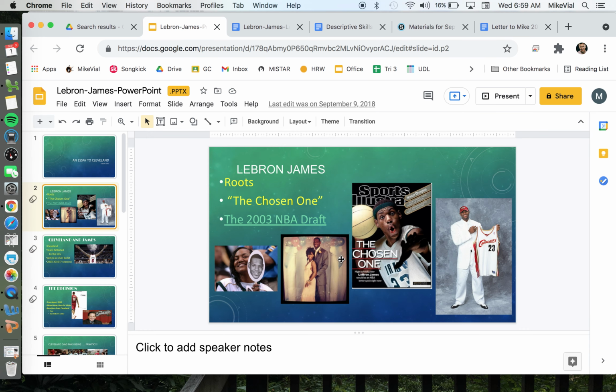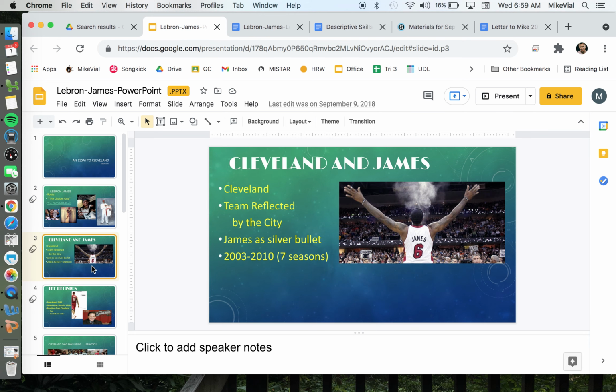It's hard to believe how successful he was, yet how overwhelming that must have felt to be 18, 19, and then immediately in the NBA. So he grew up in Cleveland, and I want you to recognize that Cleveland was going through the recession like Michigan was during these years. And Cleveland really looked up to him as a sign of hope beyond basketball.